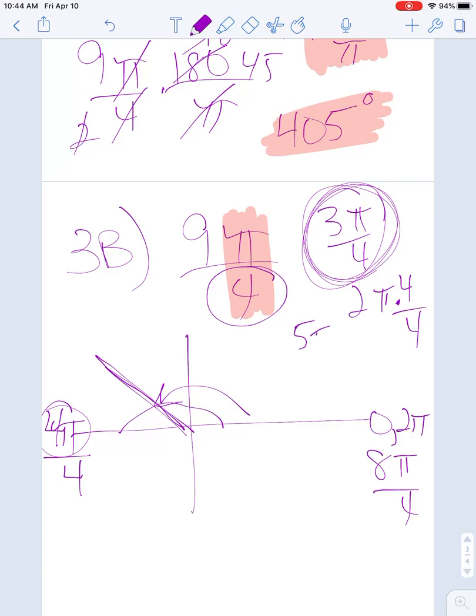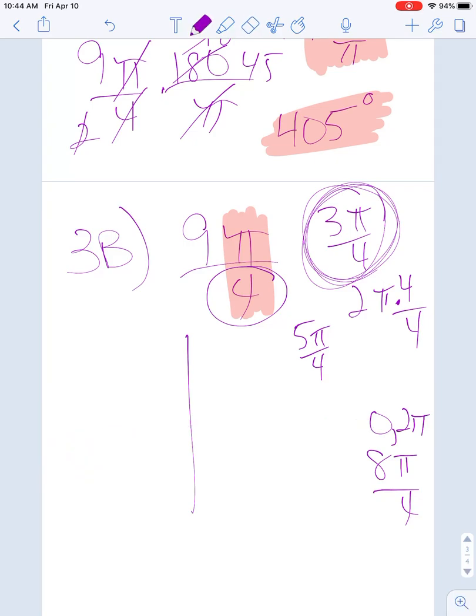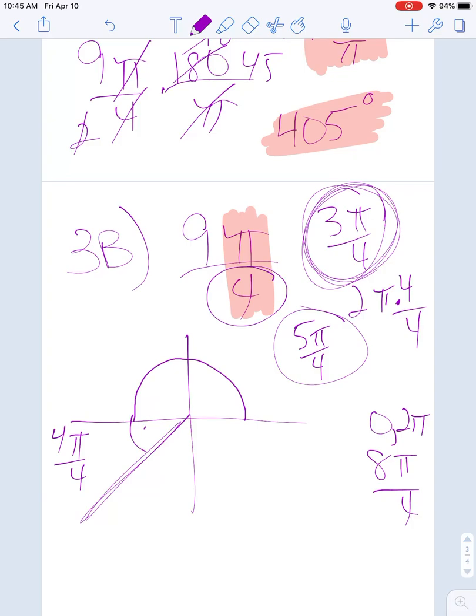What about 5 pi over 4? Where would 5 pi over 4 be? Well, as soon as you know it's a 4 in the bottom, you write this over here. I'm going to clean this up. This is 4 pi over 4. So I'm going to rotate from here. I'm at 4 pi over 4. That's not enough. I need to get to 5. I need to go 1 more. I'm in the third quadrant. Reference angle would be 45, and I can find my trig answer.